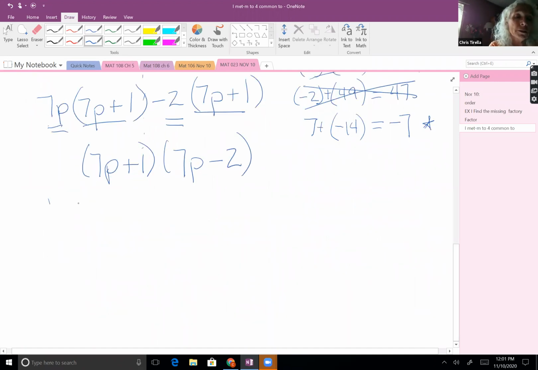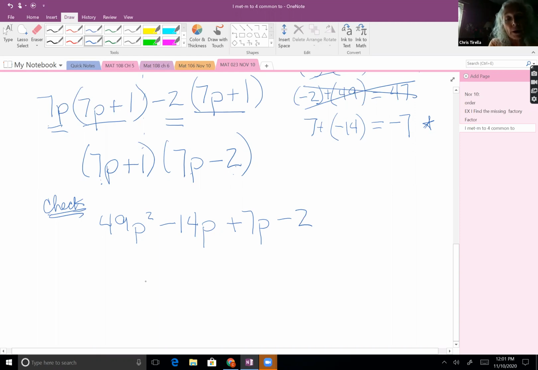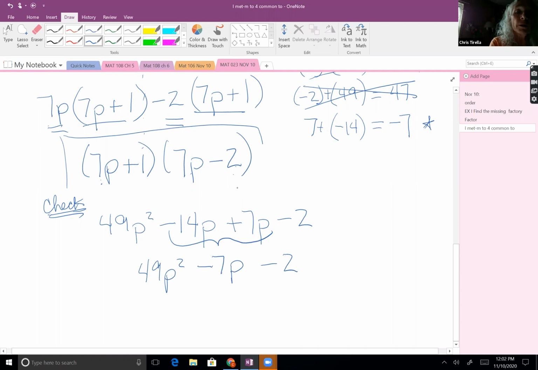And until we're super confident in factoring, we want to check each time. First, 7p times 7p is 49p squared. Outer, 7p times negative 2. 7 times 2 is 14, and that's positive times negative is negative. Inner, 1 times 7p would be 7p. Last, 1 times negative 2 is negative 2. We've got our 49p squared, which we wanted. When we combine those middle terms, we have negative 7p. And then our last term is negative 2. And since that's what we started with, we've got it now.